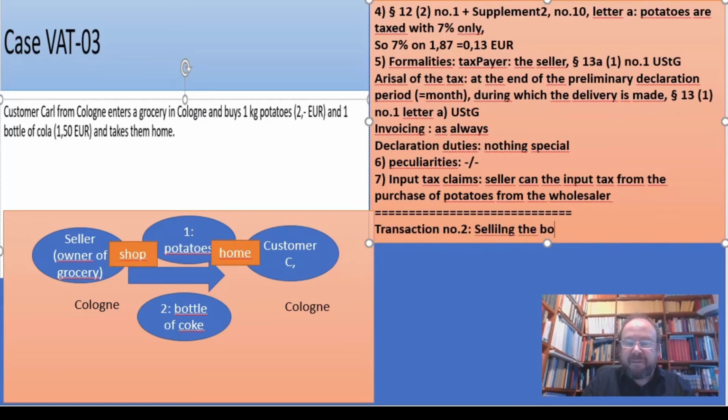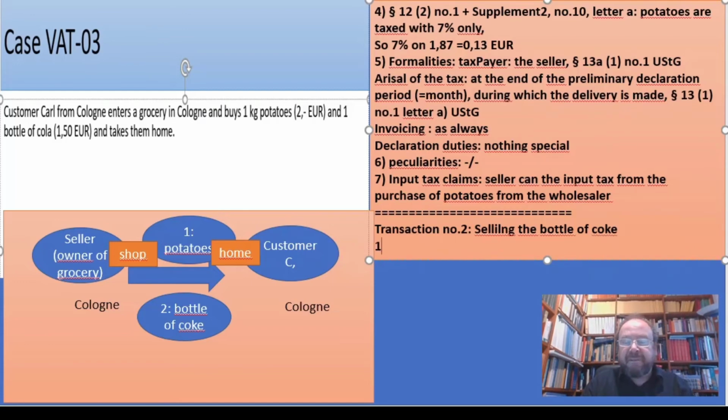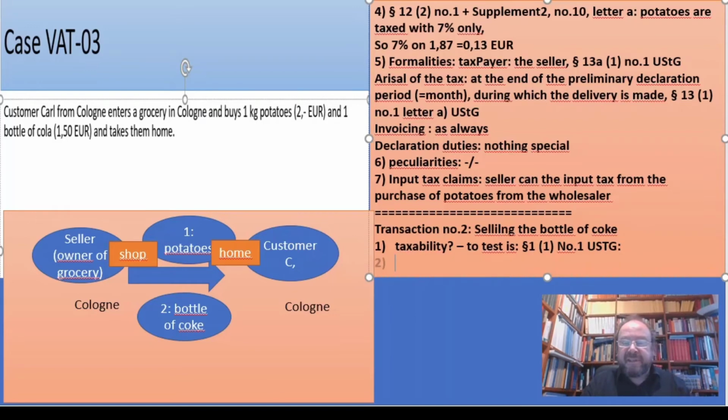Selling the bottle of Coke. We have again first taxability. The test is paragraph 1, number 1 UStG. Because numbers 4 and 5 do not apply, we can be reasonably sure of that.